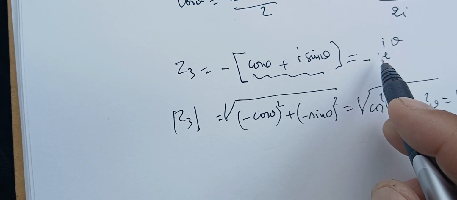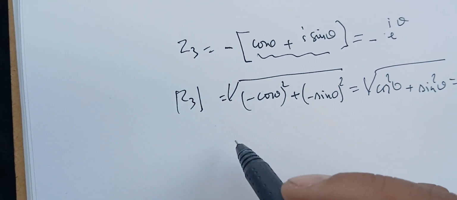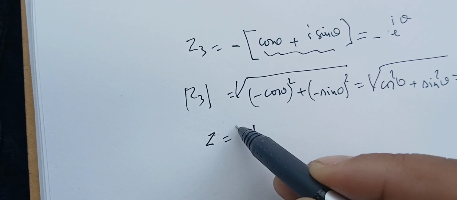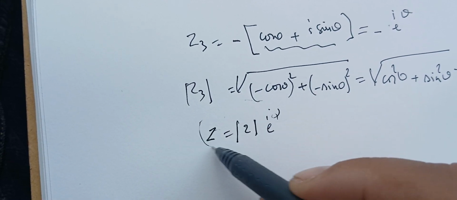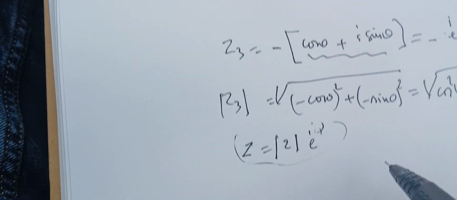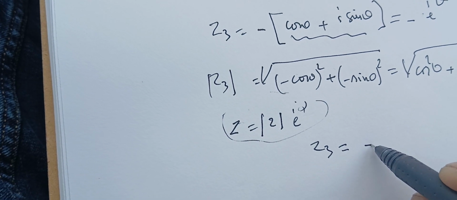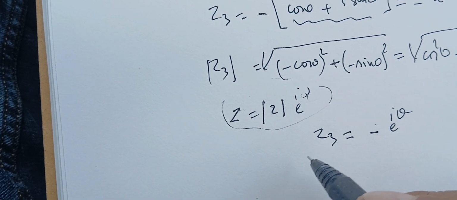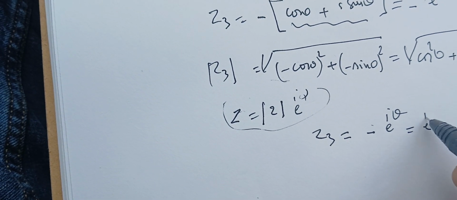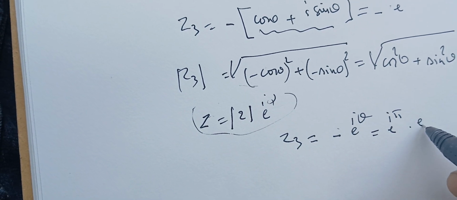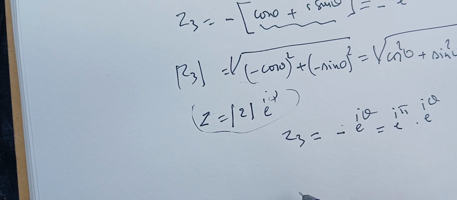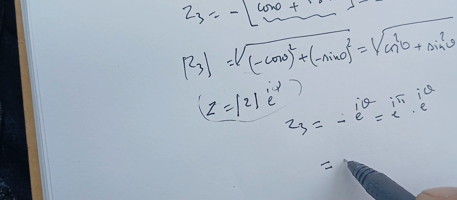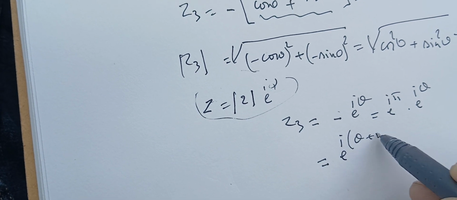Okay? So why do we need to compute the norm? Because in exponential form, every z can be written as the norm of z times e to some alpha, some angle. But here we found that z3 equals minus e to i theta. The norm is 1, but we need to get rid of this minus. This minus is e to i pi times e to i theta. And using the rule of exponents, this is e to i theta plus pi.